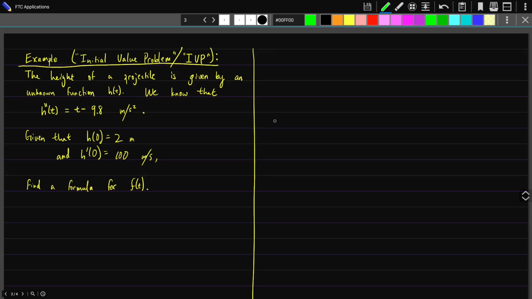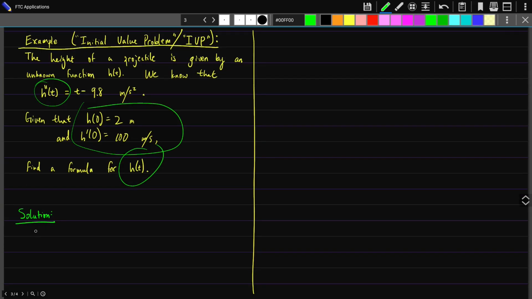All right, so our next example is an extremely common type of application of the FTC, and this is called an initial value problem, or IVP for short. And so in this problem, we're given the second derivative of the height function of some projectile, and we're asked from that second derivative, plus some initial information about the position and velocity of the projectile, to compute the height function of the projectile exactly.